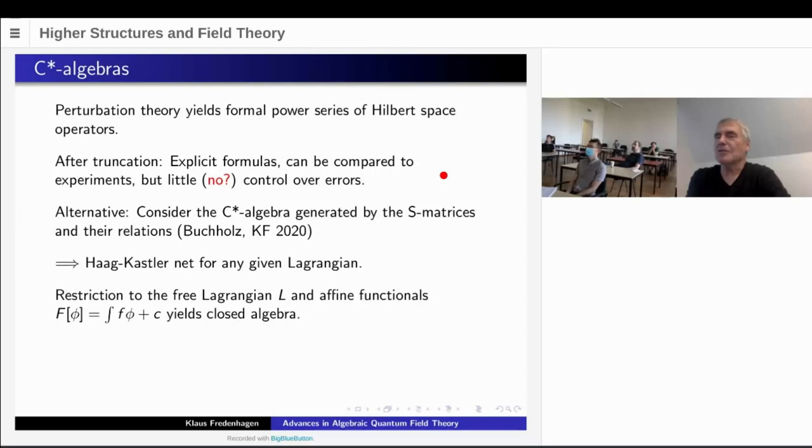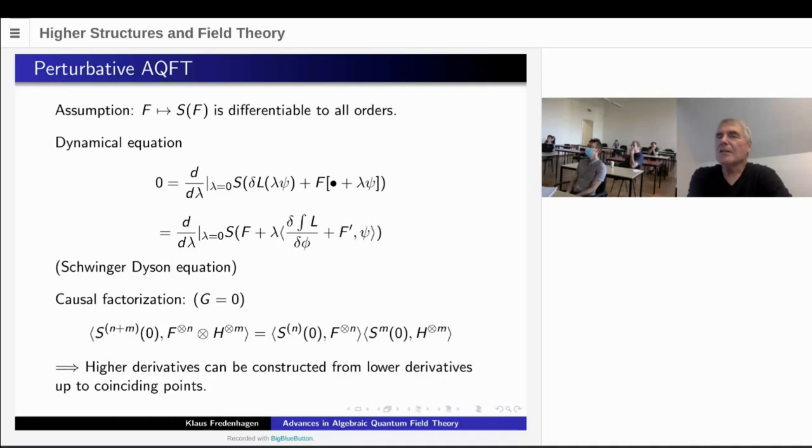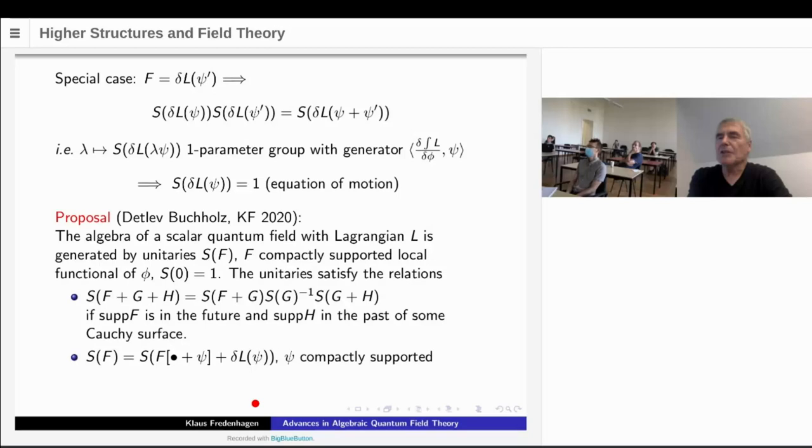Now, I want to report about an alternative approach where you directly construct the C star algebra generated by the S matrix and their relations. This was proposed by Detlef Buchholz and myself. I already mentioned it yesterday. So maybe I just show these two relations, which we require. Namely, we look at unitaries labeled by local functionals with compact support. This unitary S of F, and S of 0 should be 1. And the unitaries should satisfy these two relations.